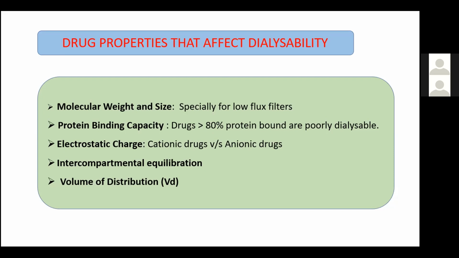If we are using low flux dialyzers, they do not allow a wide clearance of the drugs, maybe maximum up to 1,000 daltons. But if you are using high flux dialyzers, they can help dialyze up to 15 to 20,000 daltons molecule size by the filters. The protein binding capacity: drugs which are greater than 80% protein bound are poorly dialysable. Then the electrostatic charge: the cationic drugs are retained more in the circulation because they are bound to the anionic proteins, and the anionic drugs are lost more easily during dialysis.